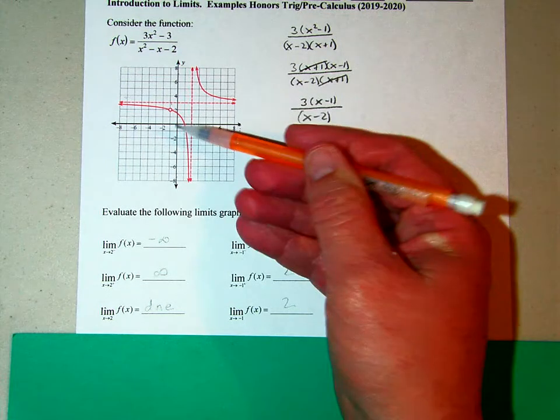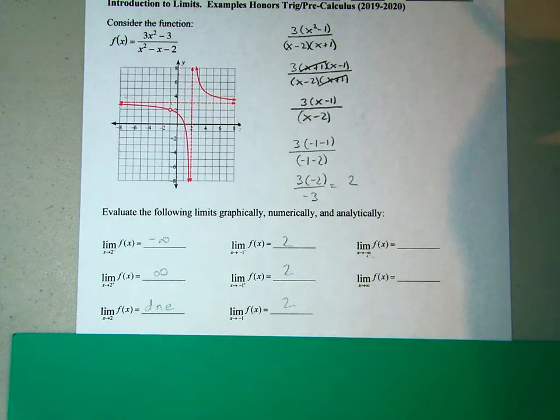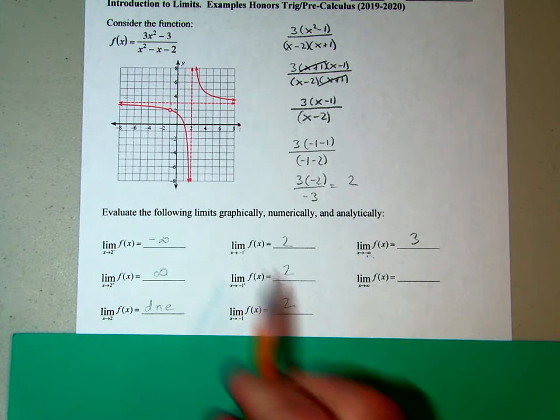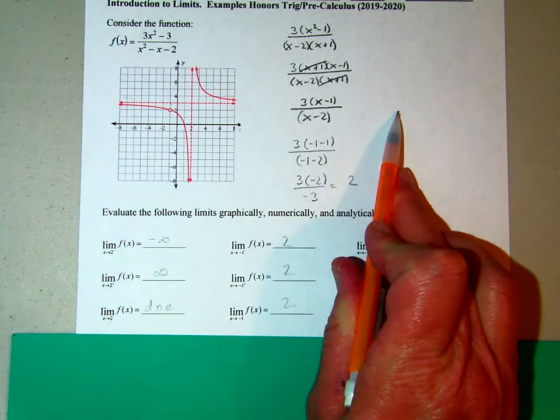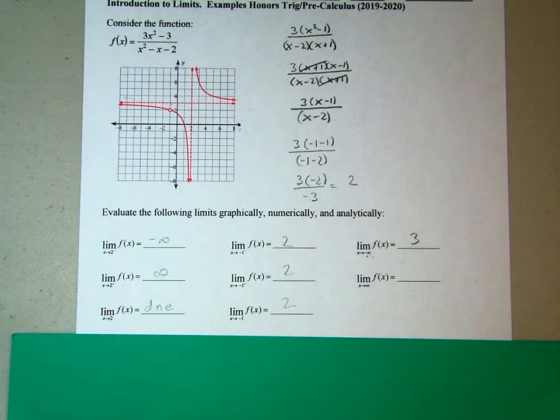So as x heads this way, the y value is getting closer and closer to that horizontal asymptote that appears at 3. As x goes to positive infinity, tracing this way, the graph is heading to that same horizontal asymptote at 3. So we answered all those limit questions simply by examining the graph that was given.